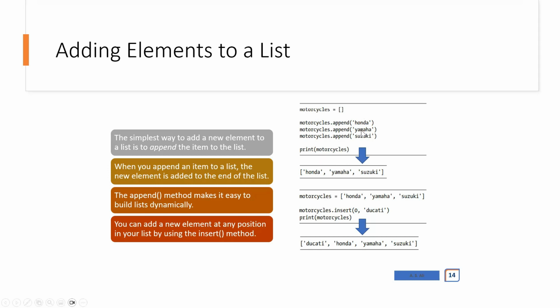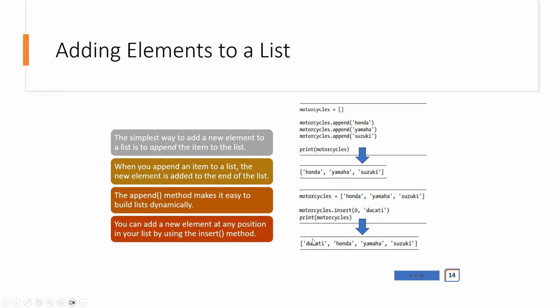So Honda comes first, you do append, then it adds Yamaha after Honda. You do append, you add Suzuki after Yamaha. If you do append, you can keep stacking things at the end. But for the case of insert, you will provide the position that you want to make the insertion. In this motorcycles list, which is Honda, Yamaha, Suzuki, I want to make sure that in the first position I'm adding Ducati. And that's what I did here. You can see motorcycles.insert, and the first position put Ducati for me. If I print motorcycles, I will get Ducati, Honda, Yamaha, Suzuki.